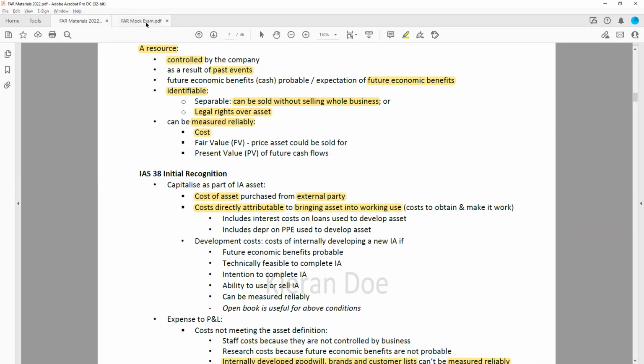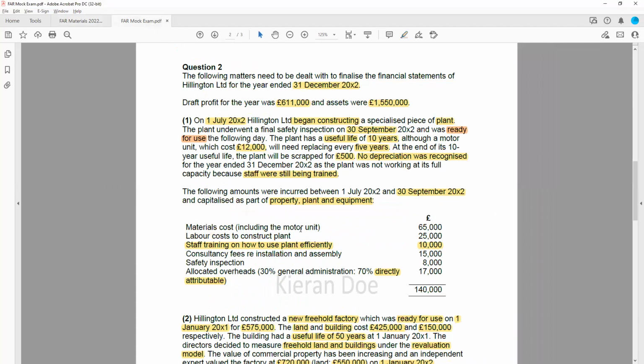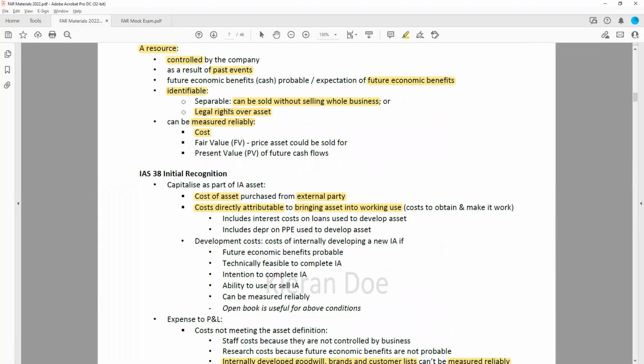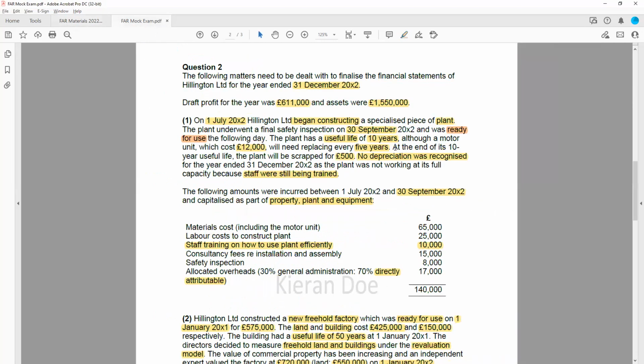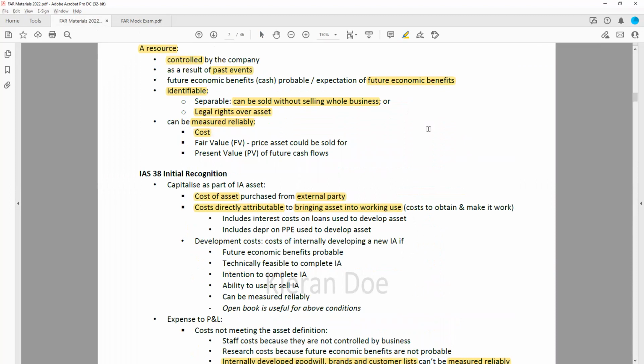So just as we said earlier, very similar to PPE, any directly attributable costs, such as legal fees, advisor fees that had to be incurred in order to acquire it, would all be included.